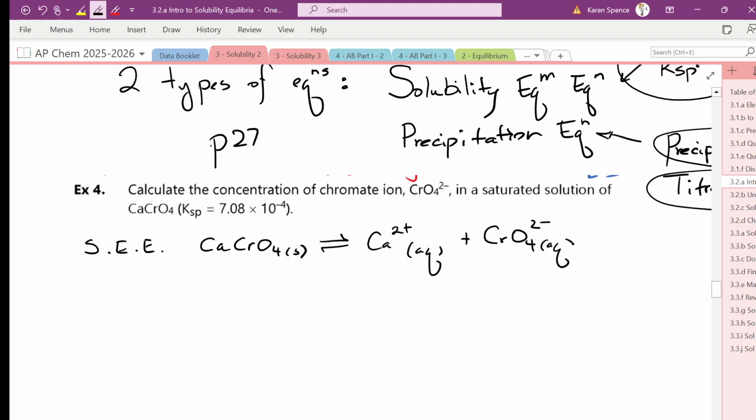Did you use an equilibrium arrow? Yes. Did you put the solid on the left? Yes. Excellent. And did you include your charges? And did you include your aqueouses? Yay. Okay. Now we need to calculate the concentration of the chromate ion. So we're starting with, we're putting some solid into water.